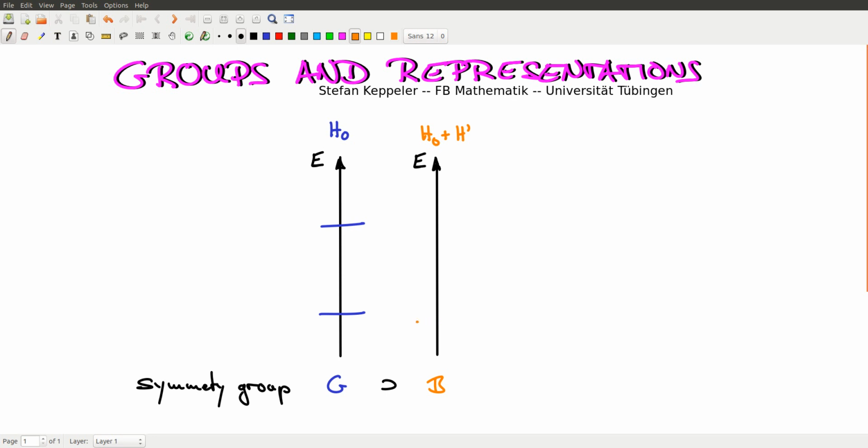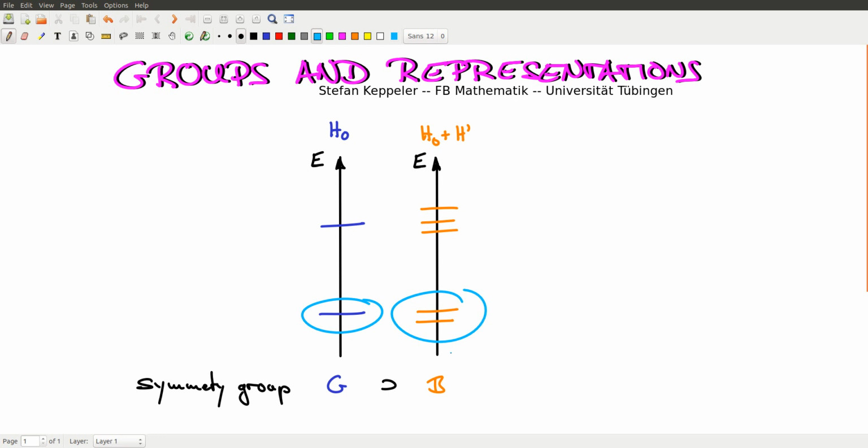Now the typical picture would be as follows. Maybe this new Hamiltonian has an eigenvalue here, and maybe here, and here, and here. So we see that these two eigenvalues here come from this one, and the three come from this one. And now the typical situation would be that some of the degeneracies in this spectrum are lifted. So we have smaller multiplicities here, but maybe we still have degenerate levels.